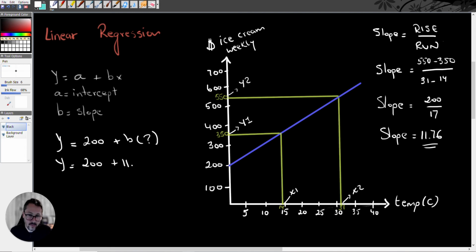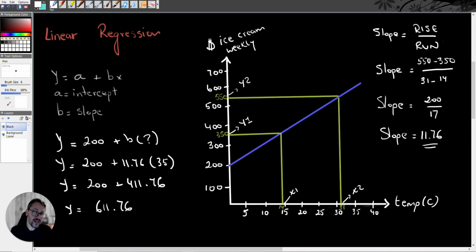If I plug that number into my equation here, so say 200 plus 11.76 times, let's say you want to predict the sales based on 35 degrees Celsius, so 35. And then we're going to eyeball it on the graph and see if it makes sense. So that will be 200, which is my intercept, plus 11.76 times 35, 411.76. So the y in this case will be that, plus 200, 611.76.